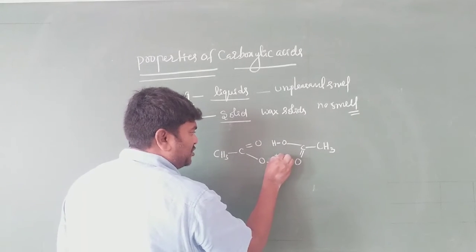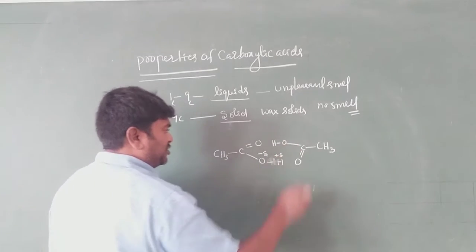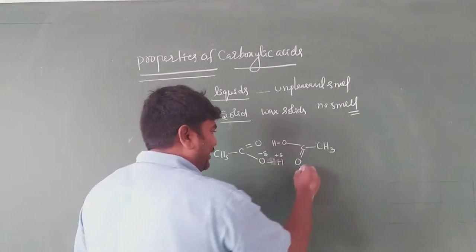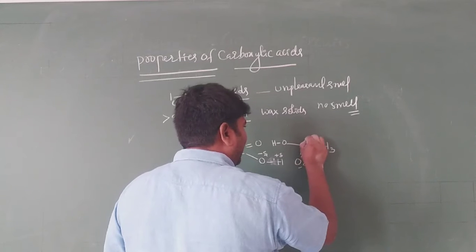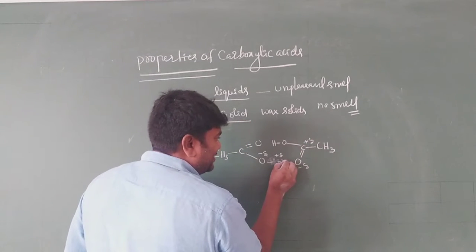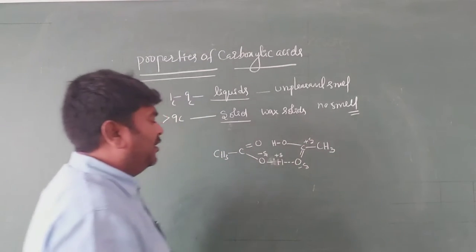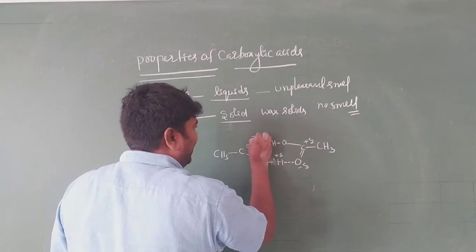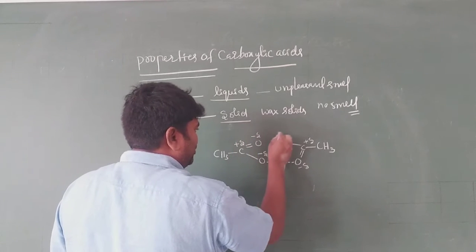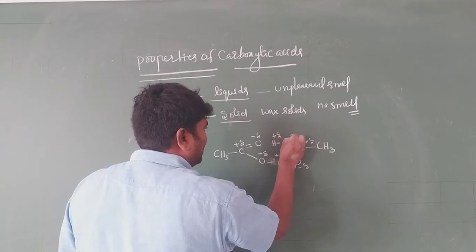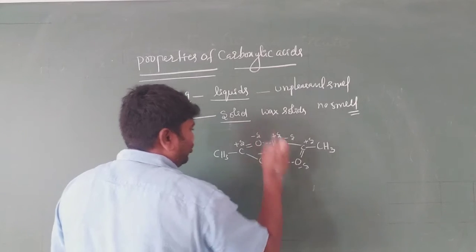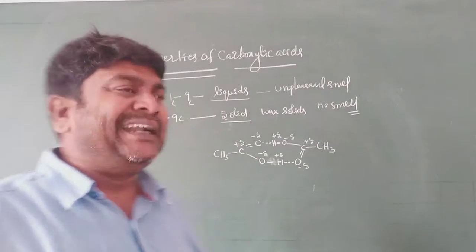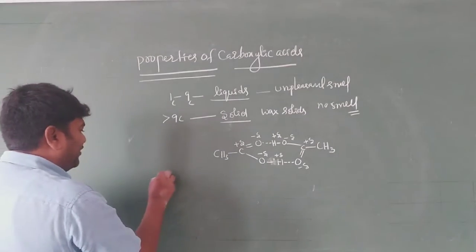Partially positive charge, partially negative charge, because oxygen is more electronegative than hydrogen. Similarly, partially negative, partially positive. This is the hydrogen bonding. Similarly, partially negative charge, partially positive, partially positive, partially negative. This is the hydrogen bonding. So acetic acid can exist as the dimer. Okay, next one, it is very important.